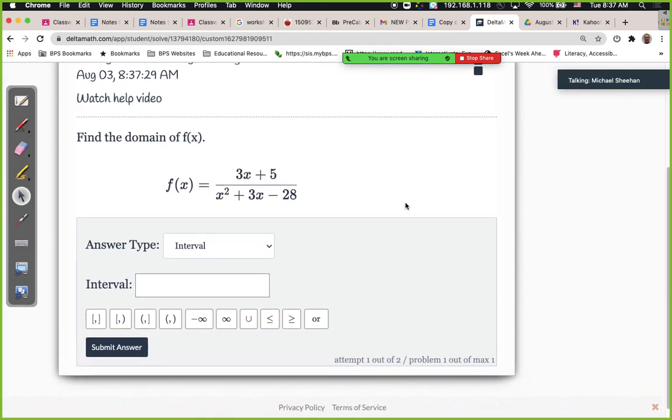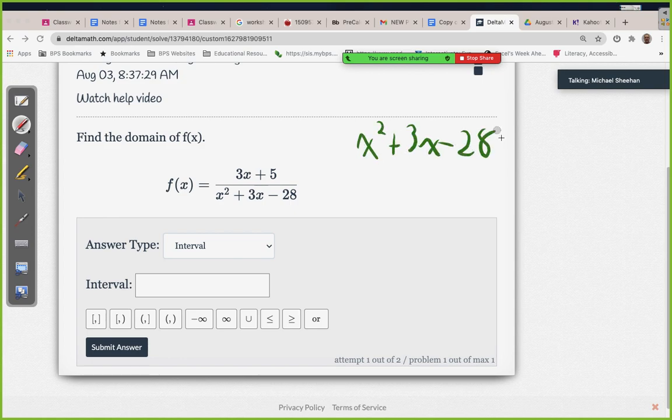Okay, find the domain of f of x. All right, remember there's two types of issues that we think about. Denominators can't be 0, and what's inside of an even type of radical, a square root or a fourth root or a sixth root, what's inside of an even radical has to be greater than or equal to 0. I don't have any radicals, but I do have a denominator. X squared plus 3x minus 28 cannot equal 0.